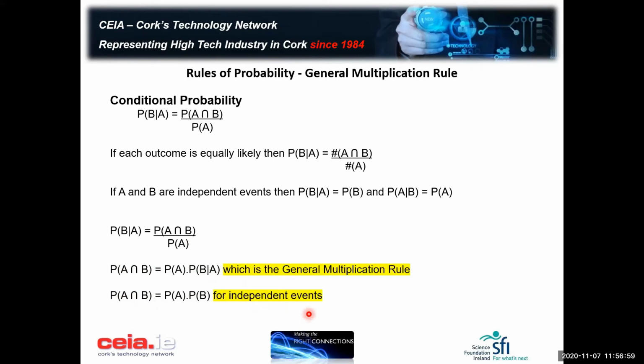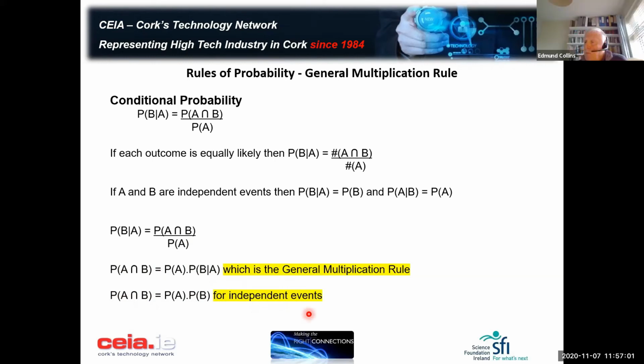Sorry, Ed, I've got one question from a student: what does the straight bar mean? It's conditional on A. So the probability of B is conditional on A happening. So that's what the bar means there, with the conditional probability.